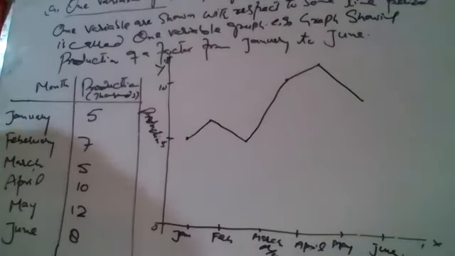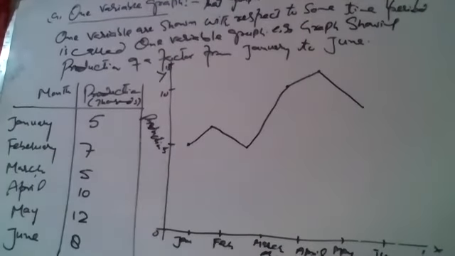So this is a one variable graph. We call this a one variable graph. Similarly, two or more than two variable graph: that graph in which values of two or more than two variables are shown with respect to some time period. In this, there are two variables. It is in the time series graph.